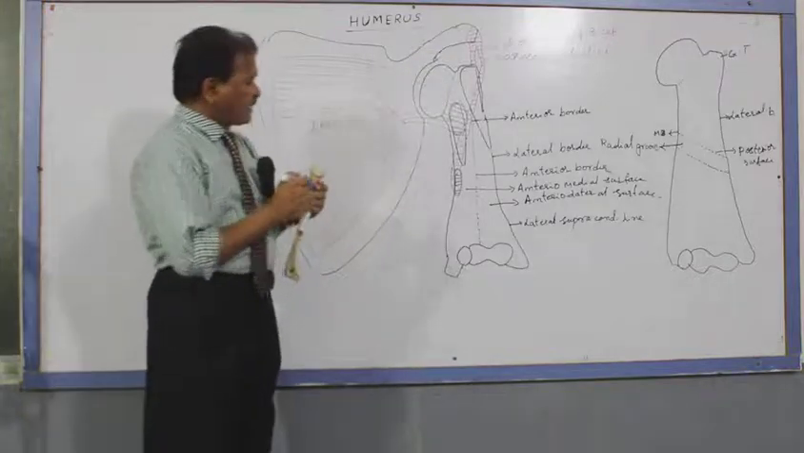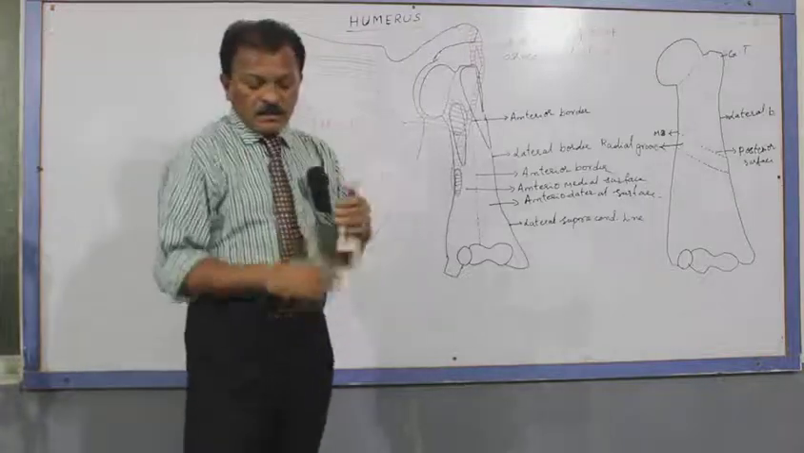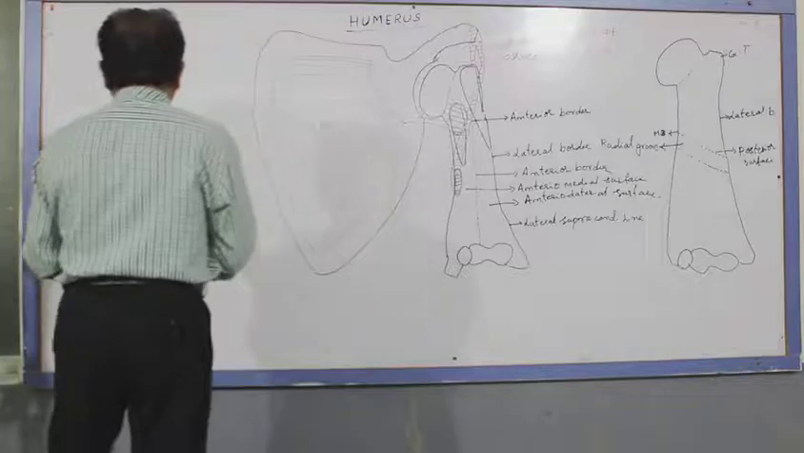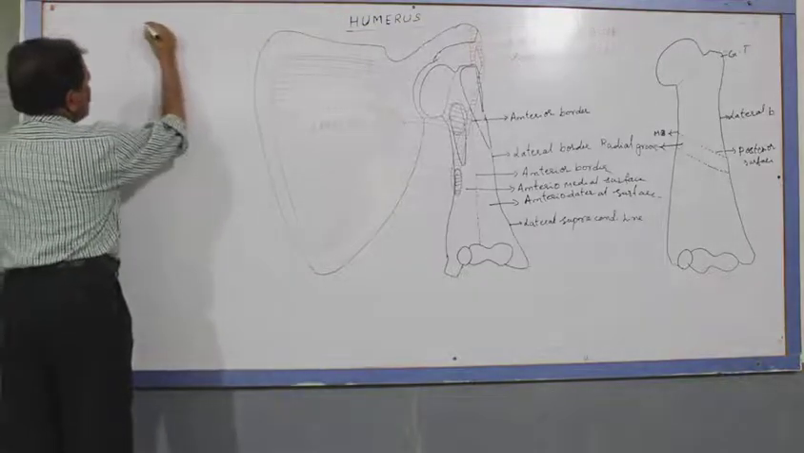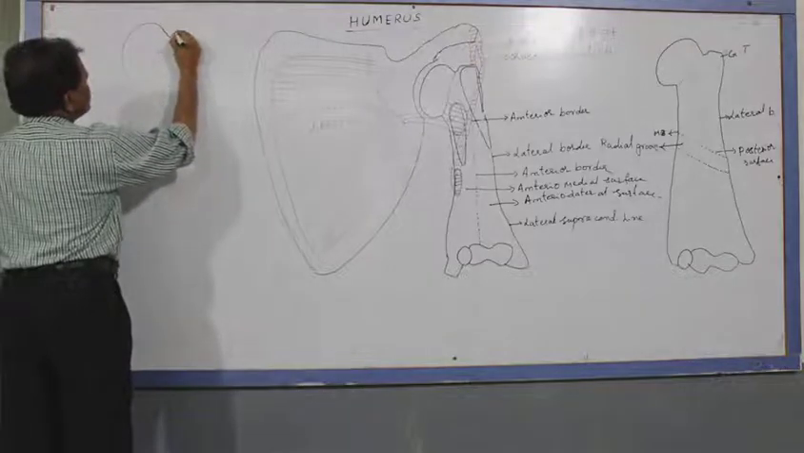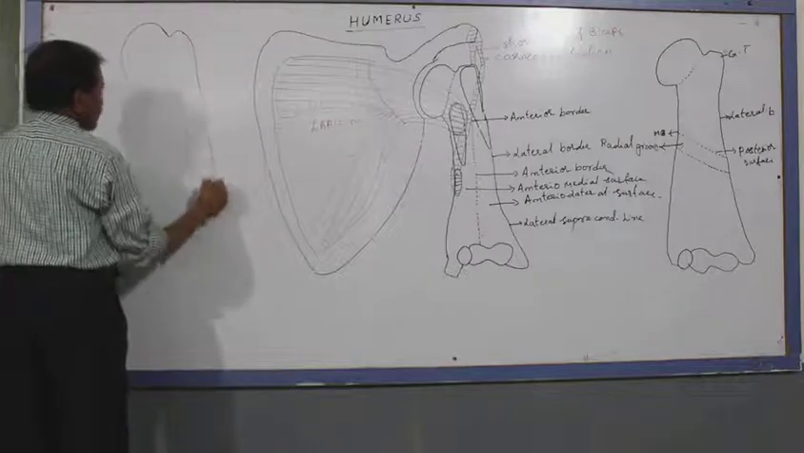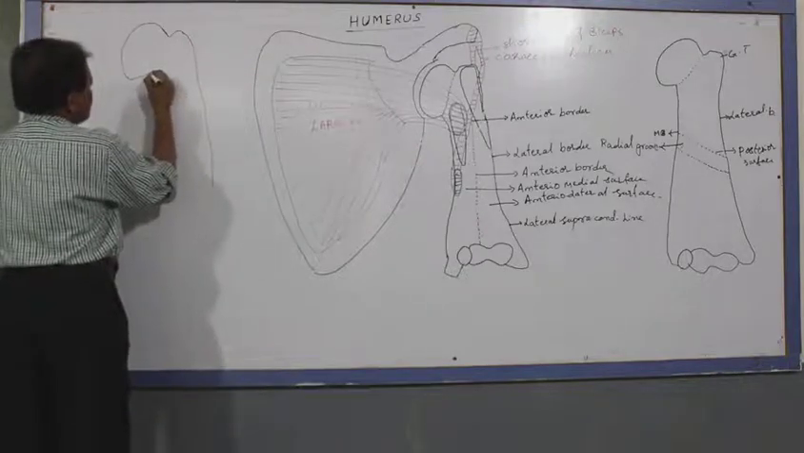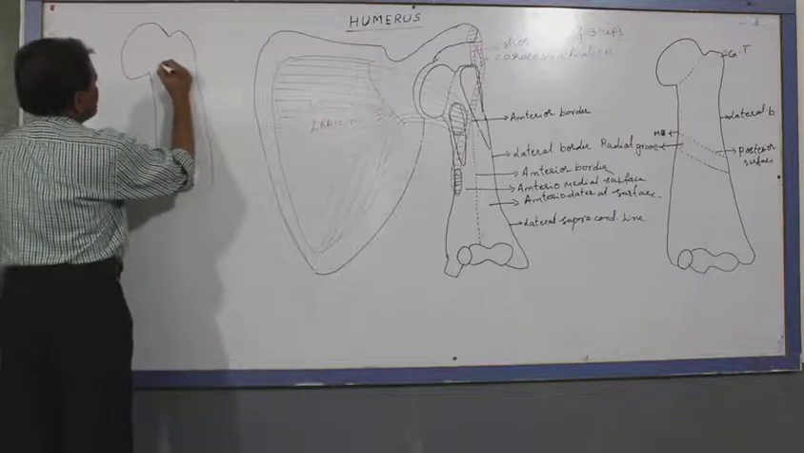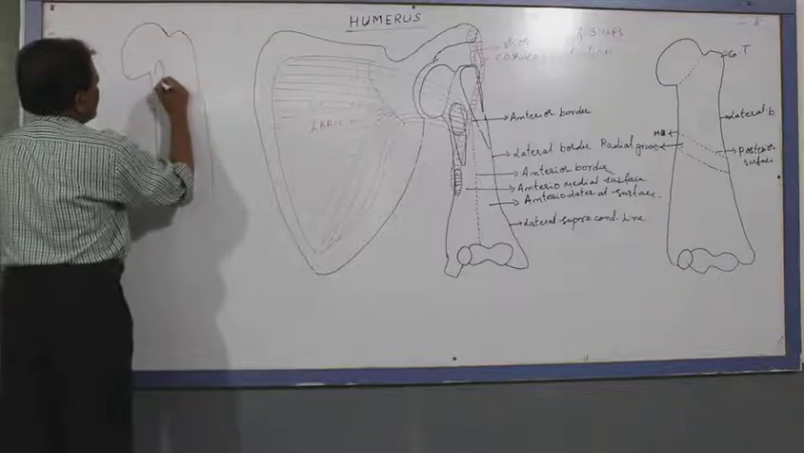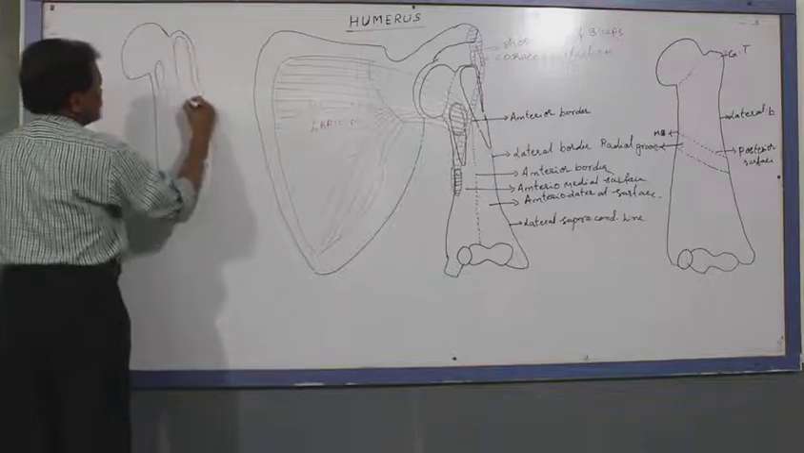And another thing I have to say, here there is a humerus, you see here, it has a greater tubercle, and here it is a lesser tubercle. Here there is a lesser tubercle, and here there is a greater tubercle. These two are there.